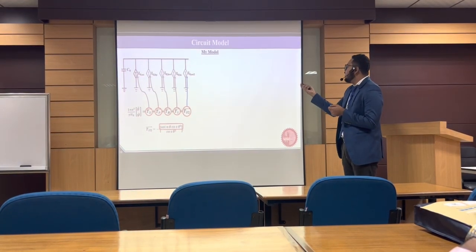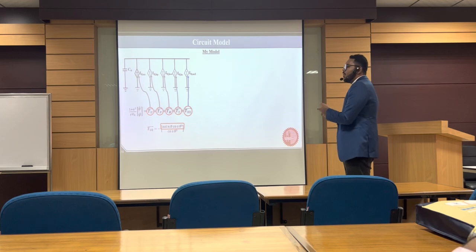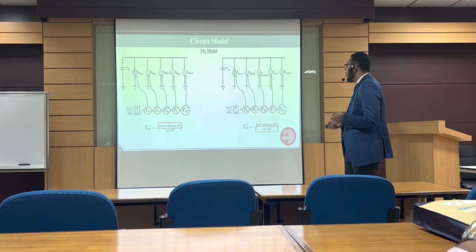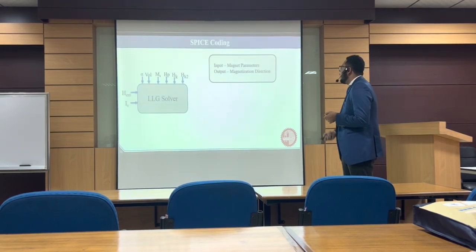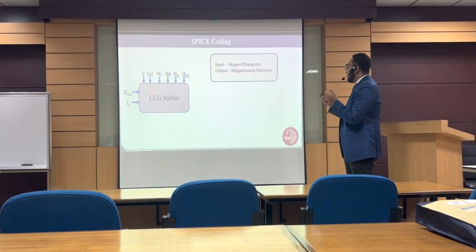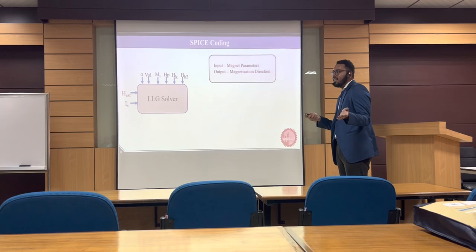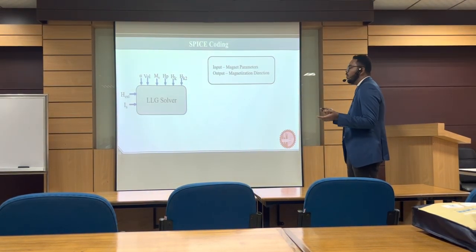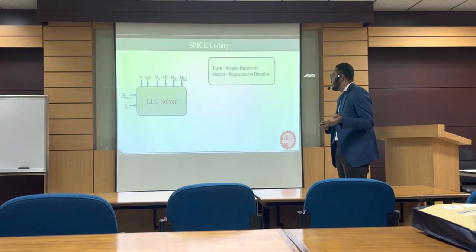Here PU2 is the second order anisotropy effect that I added to the existing model. And this is my circuit model for the phi coordinates. In the SPICE coding, I give the magnet parameters such as the thickness, diameter, damping coefficient, etc. as input. And in the output, we get the magnetization direction.